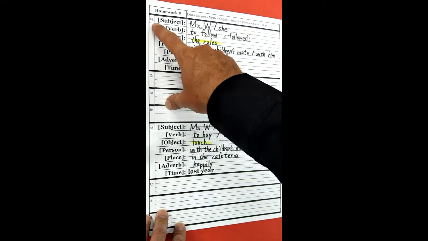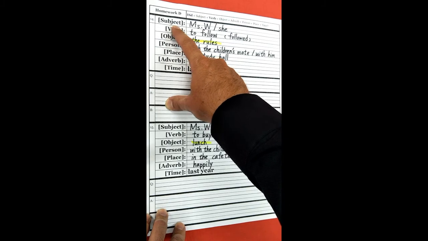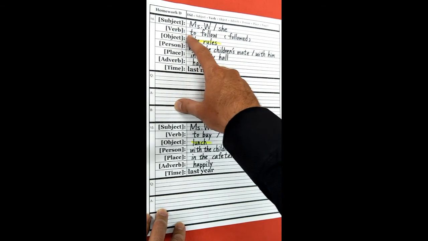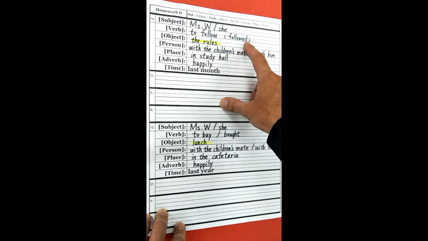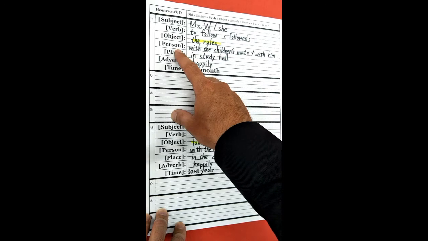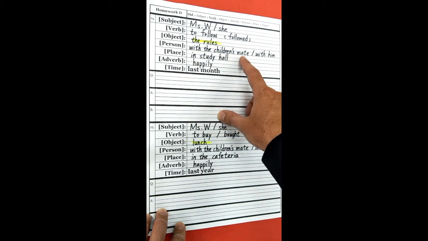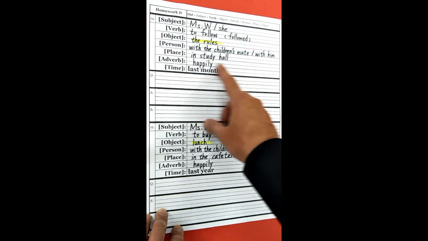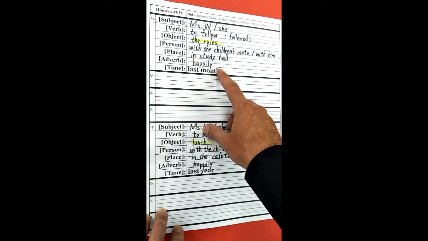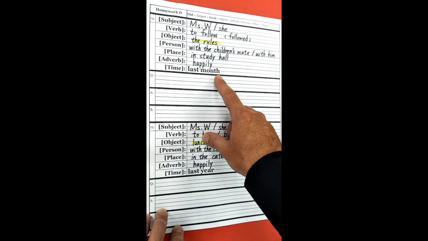All right, number 14. Subject, Ms. W, she. Verb, to follow, followed. Object, the rules. Person, with the children's mate, with him. Place, in study hall. Adverb, happily. Time, last month.